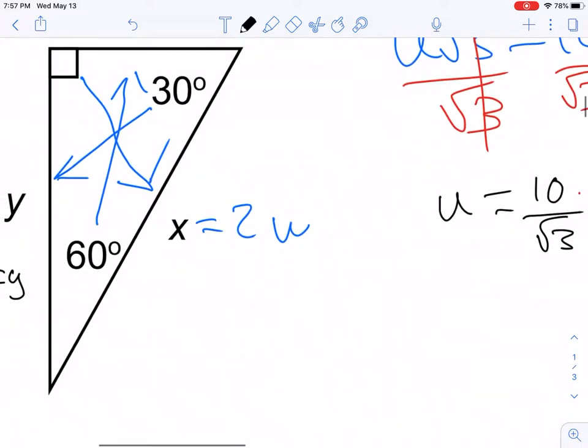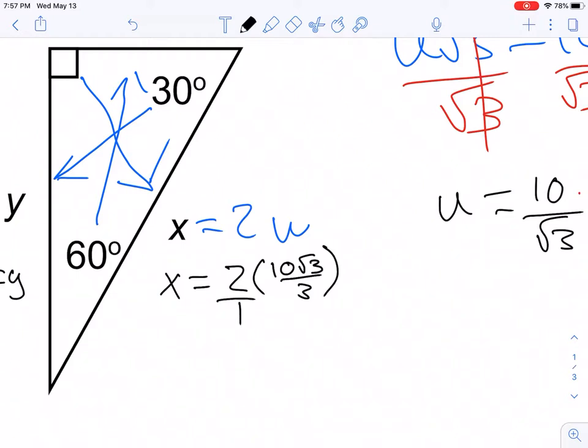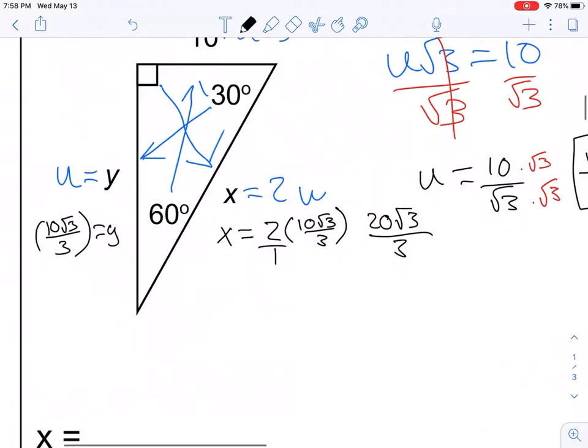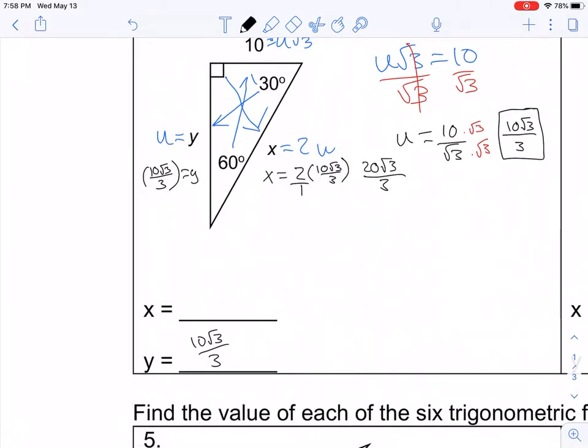Over here, x equals 2 times u, u being 10 rad 3 over 3. We can multiply 2 over 1 times 10 rad 3 over 3. My numerator multiplies with my numerator, so I'm doing 2 times 10 to get 20 rad 3. My denominator, 1 times 3, gives us 3. We check again. Can we reduce? 20 divided by 3, will those reduce? They do not. So my value for x is 20 rad 3 over 3.